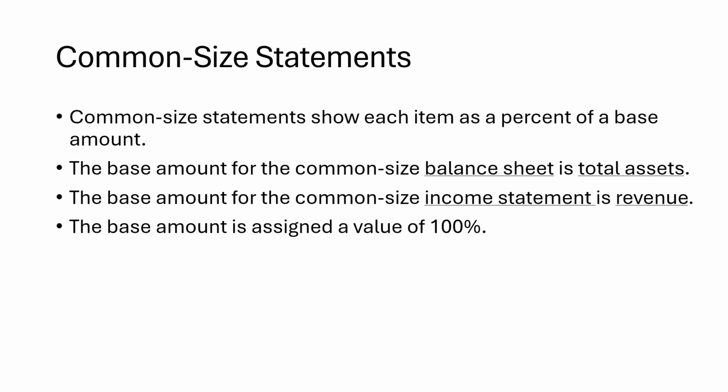So the base amount for the balance sheet will be total assets. The base amount for the common size income statement is revenue. These base amount accounts will be assigned a value of 100%. So total assets will be shown as 100% and revenue will be shown as 100%. And then the items that make up total assets will add up to the 100%, and the items that make up revenue will total up to 100%.